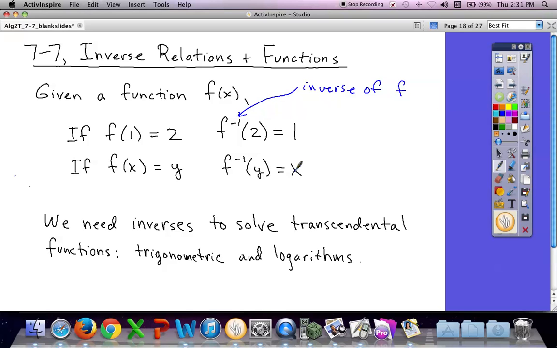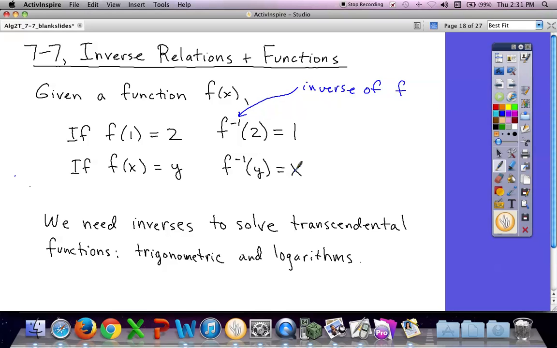For example, trigonometry, sine of x, cosine of x, tangent of x. You can't solve for the x when it's inside the function by dividing by sine, right? Sine is the name of a function. You can't divide by the letters, S-I-N. Instead, we need an inverse function, something that will allow us to remove the sine. So that's where inverses come up.